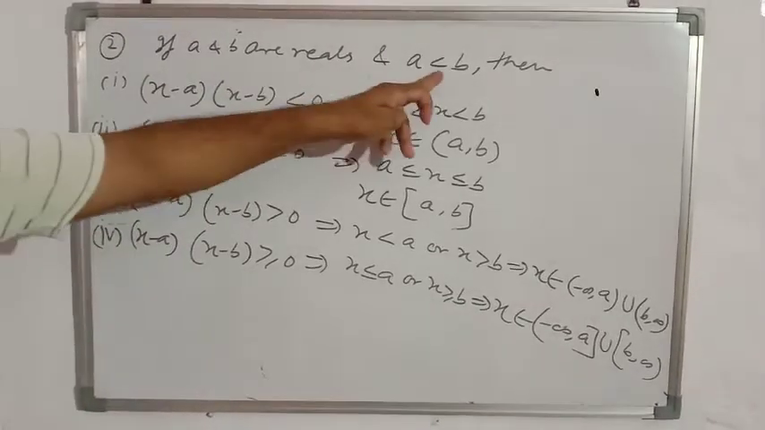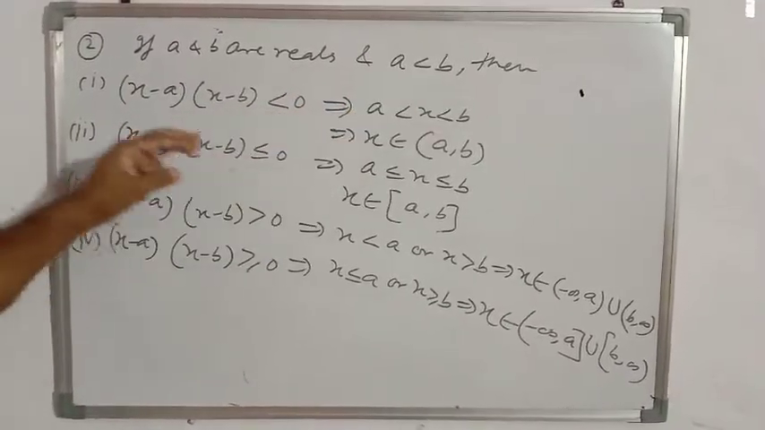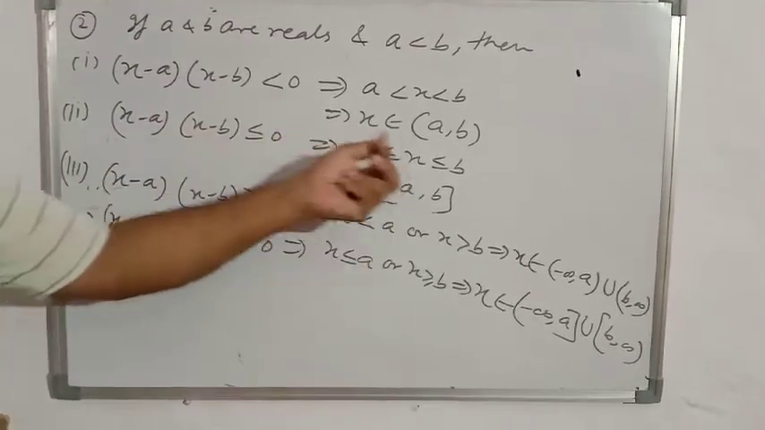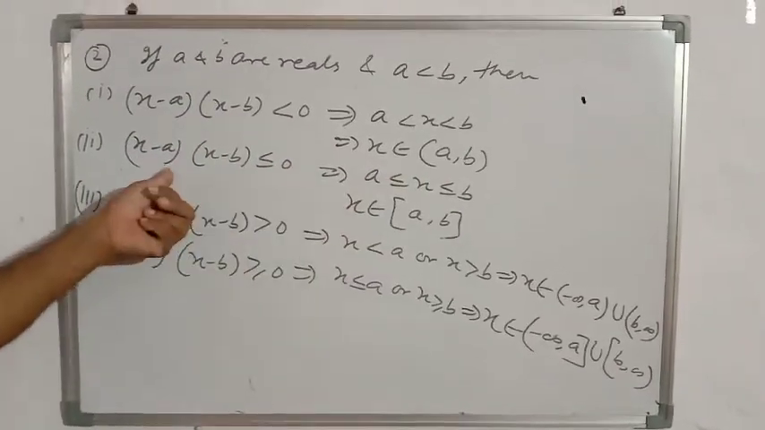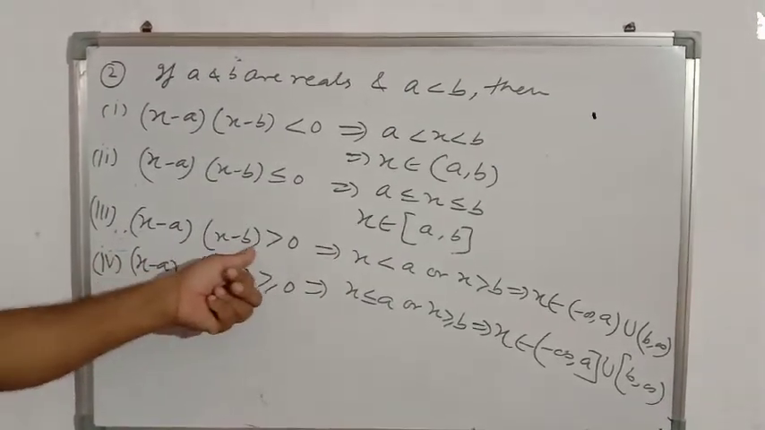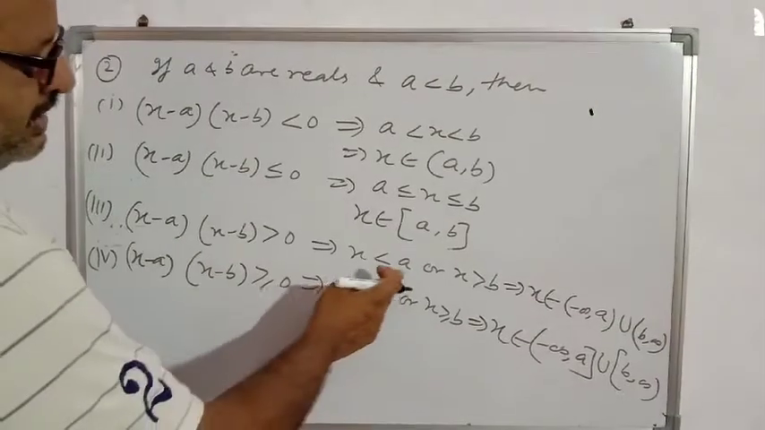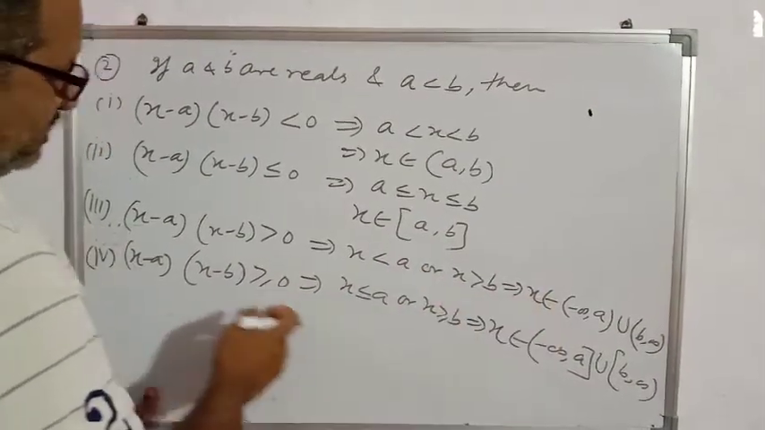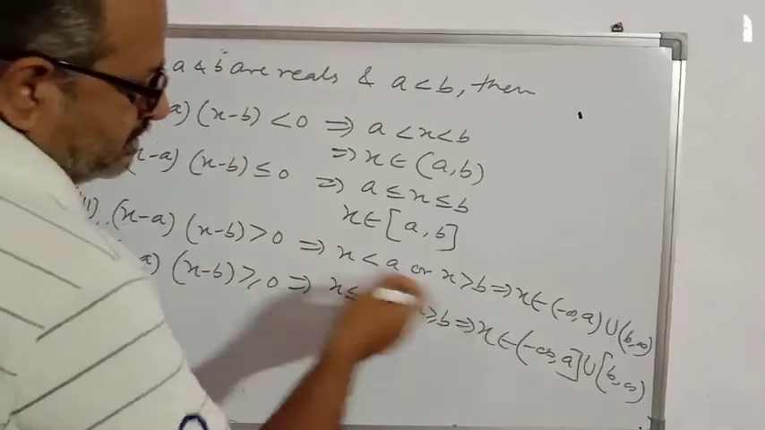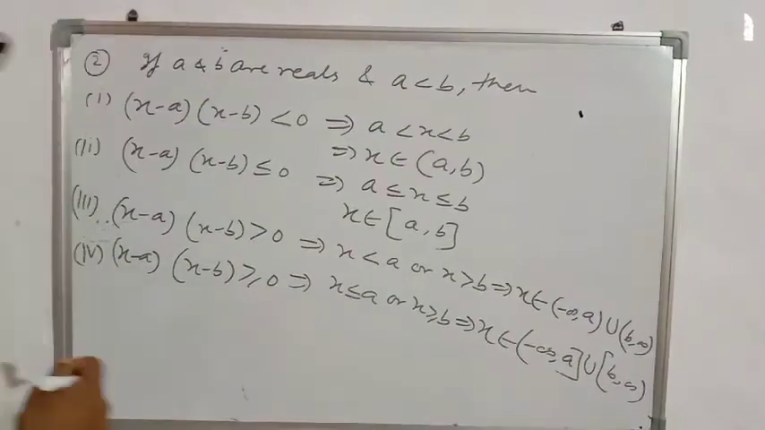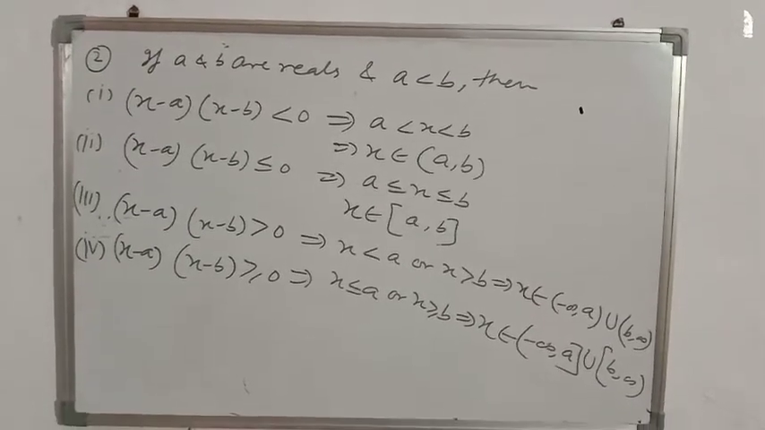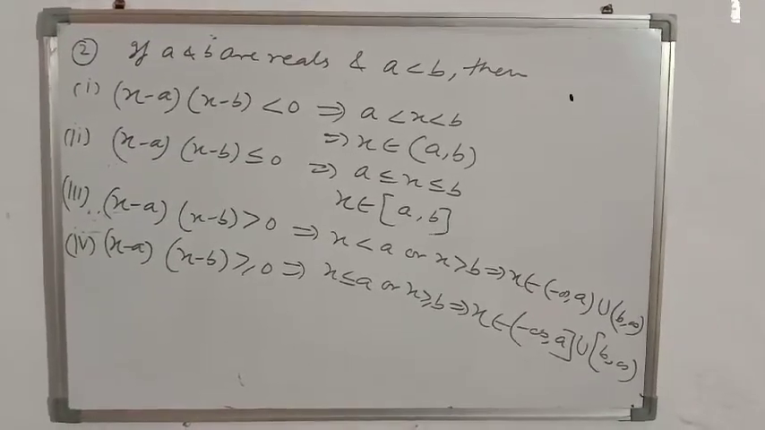So if a less than b, a and b are real, and x minus a, x minus b is given less than 0, then x will lie in this interval. In this case, x lie in this interval, and x minus a, x minus b greater than 0, then either x less than a or x greater than b, greater or equal. So x less or equal to a or x greater or equal to b. So these four cases we can apply in the problem. So you have to remember it.